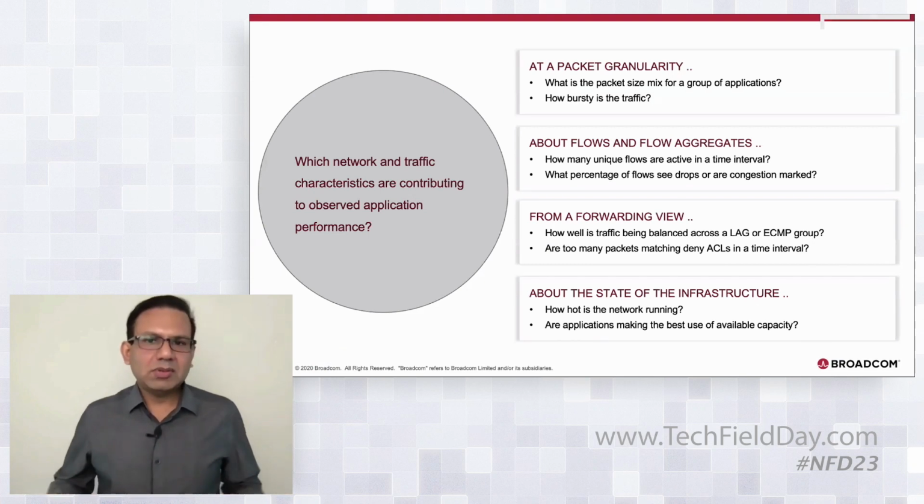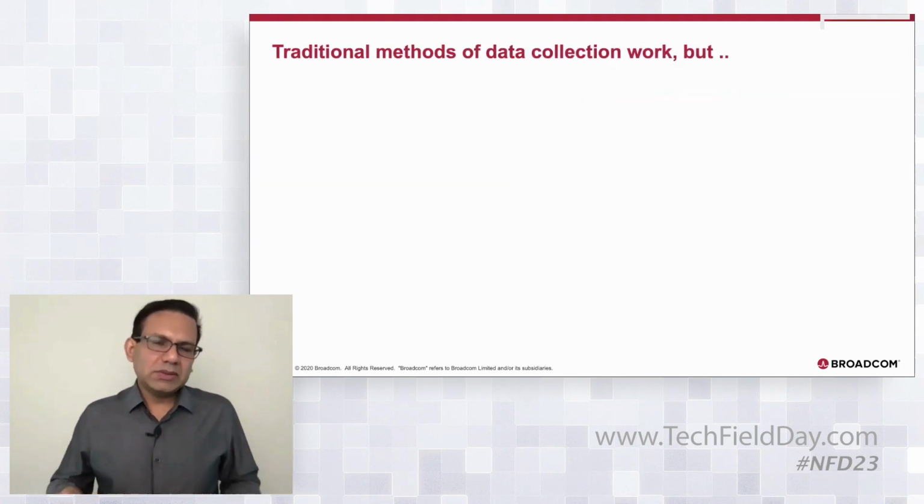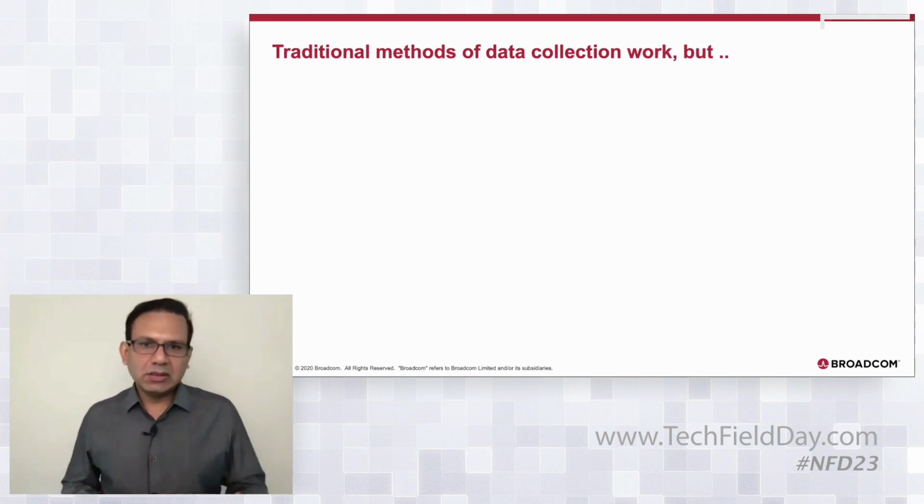You may wonder about the state of the overall infrastructure. How hot is my network running? Are the applications making the best use of available capacity? And especially with large networks, you have multiple paths in there. So the question is about total capacity. Now, when you look at all of these questions and you look at the traditional methods of data collection, what are those methods? So let's dig a little deeper into that.